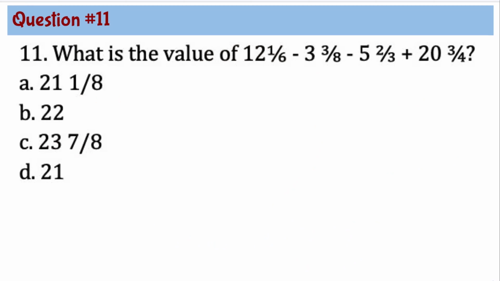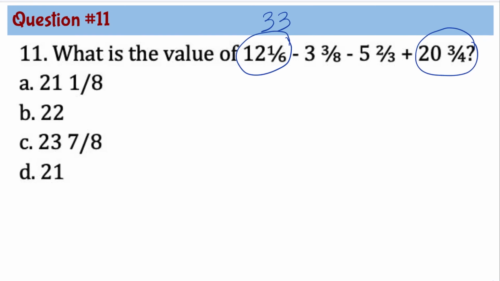Question number 11. What is the value of 12 and 1/6 minus 3 and 3/8 minus 5 and 2/3 plus 20 and 3/4? I think the best strategy to answer this expression is by estimating. So if you combine 12 and 1/6 and 20 and 3/4, what do you think is the answer for those two numbers? 12 and 20, that's 32. That means if you combine these two, that's approximately 33, right?